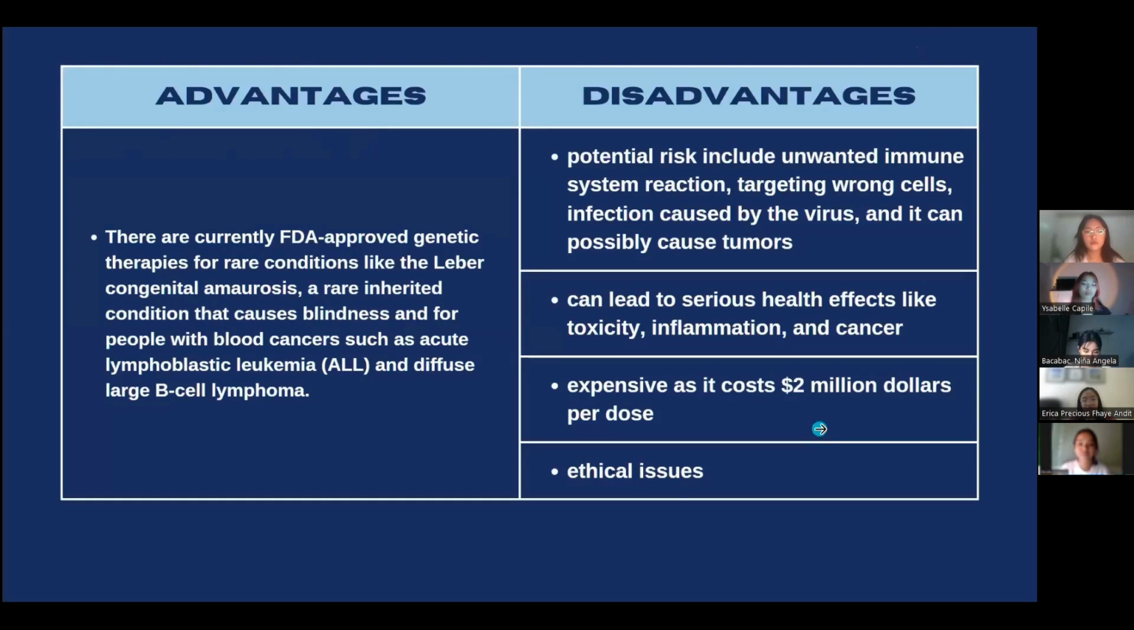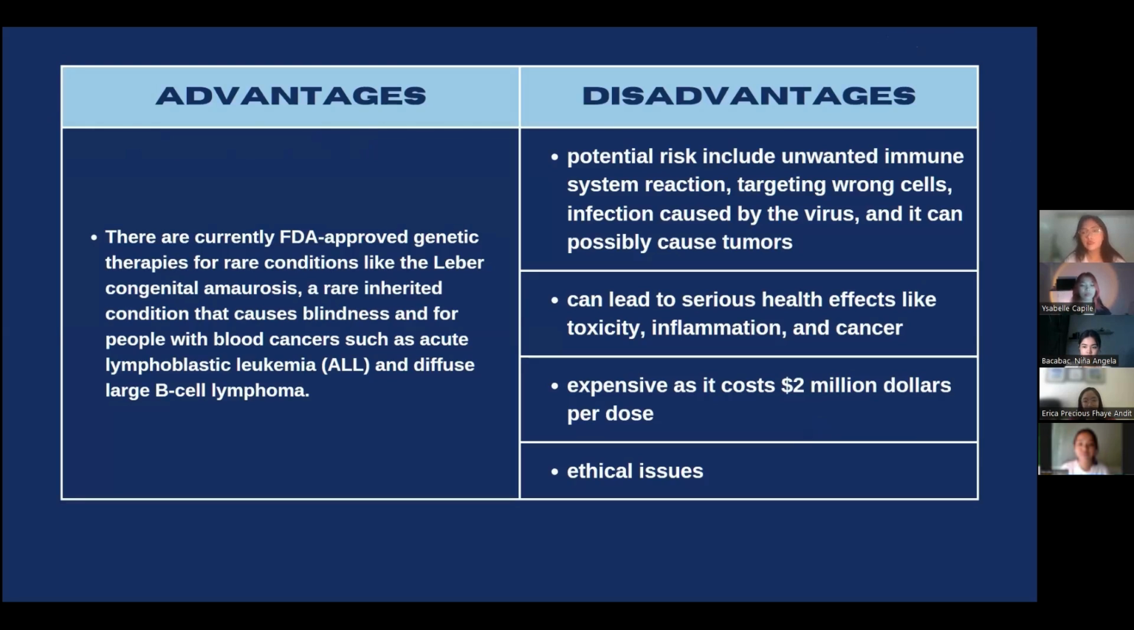The advantage of this gene therapy is that there are currently FDA-approved genetic therapies for people with Leber congenital amaurosis, a rare inherited condition that causes blindness, and for people with blood cancers, such as acute lymphoblastic leukemia, or ALL, and diffuse large B-cell lymphoma.